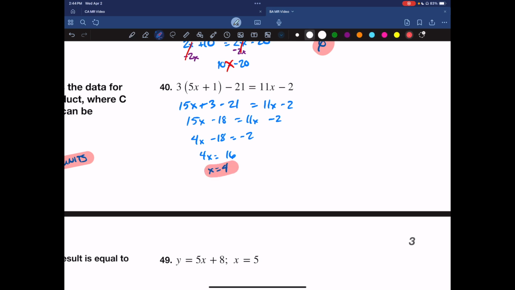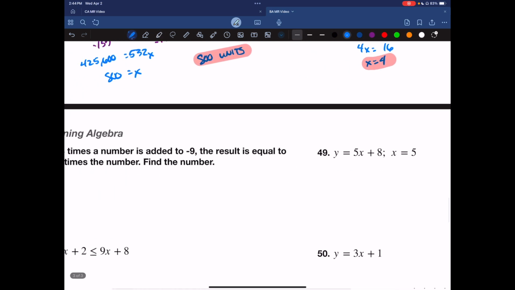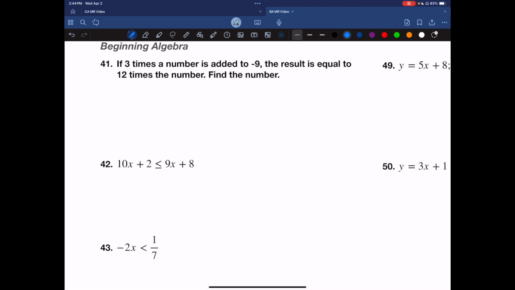Okay. Last page. 10 more problems to go. 41. If 3 times a number is added, so 3 times a number, it doesn't have to be x, but we're going to use x. 3 times a number x is added to negative 9, so plus negative 9. The result is equal to 12 times the number, so 12 times x. And in this case, it says actually find the number, so we don't have a choice here. So this is going to be 3x. Remember that adding a negative is the same thing as subtraction, so I'll clean that up. I'm going to subtract 3x from both sides. So that's going to be negative 9 equals 9x. So x equals negative 1.